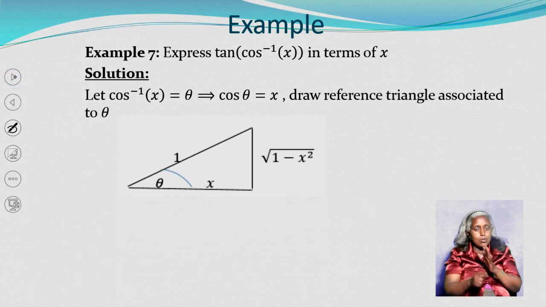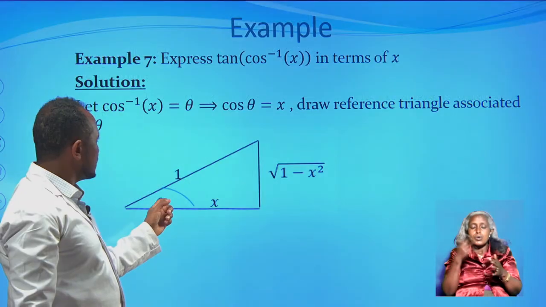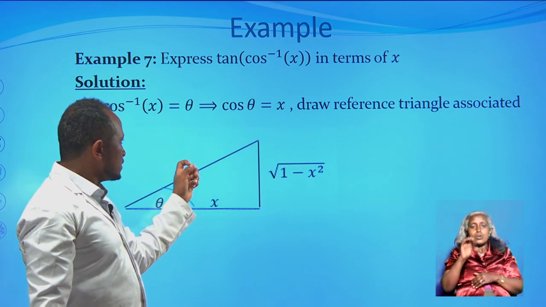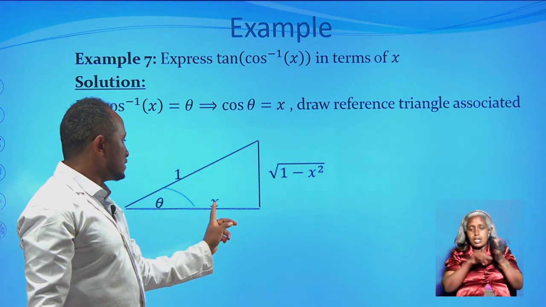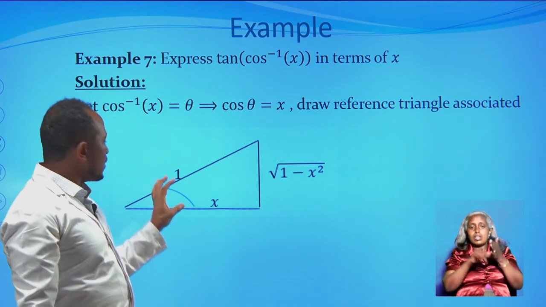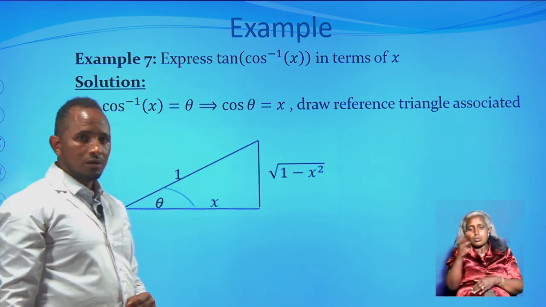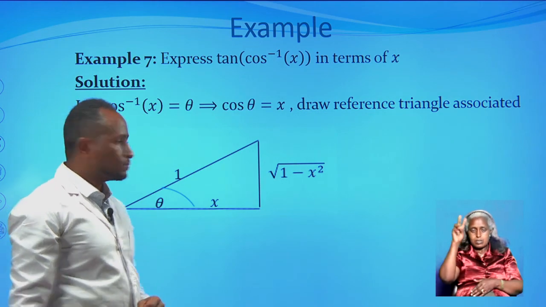So the reference triangle will be, we have theta here. Cos theta is x means cos theta is adjacent over hypotenuse. The adjacent is x, the hypotenuse is 1. Using Pythagoras theorem, you can find the opposite side. It is the square root of 1 minus x squared.